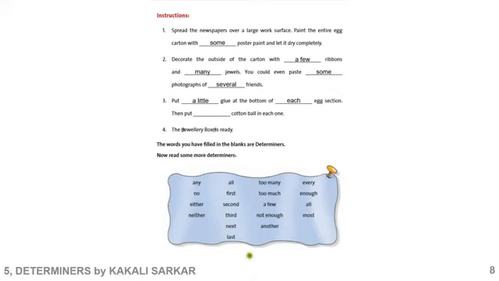Then put a cotton ball in each section. A means one. Okay, so number 4, the jewelry box is now ready.